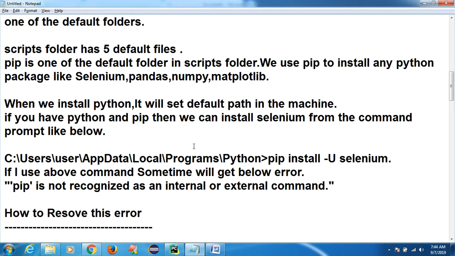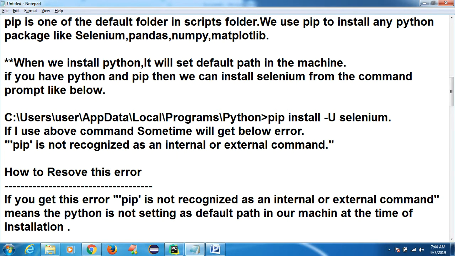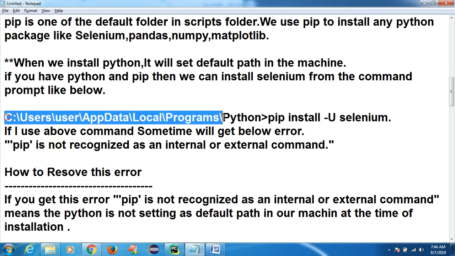When we install Python, it will set the default path. This is the most important point: when you install Python, it sets the default path in your machine. If you have Python pip, then you can install Selenium from the command prompt. If you have pip, then we are able to install it. But I will show you one more thing, so we'll go to this location.